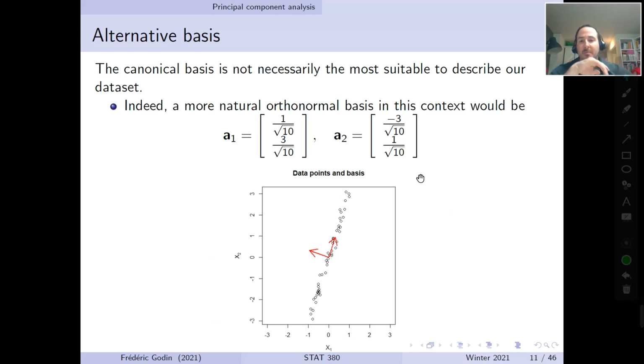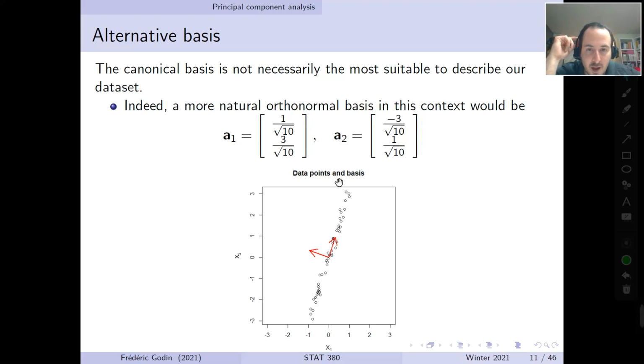Now consider the following basis. I can't explain yet how these were obtained, but we could consider a more natural orthonormal basis in this context, where a1 could be this vector and a2 could be this vector. How do we come up with this? a1 is simply the normal vector, the vector of norm 1, for which the magnitude of the second element is 3 times the magnitude of the first element.